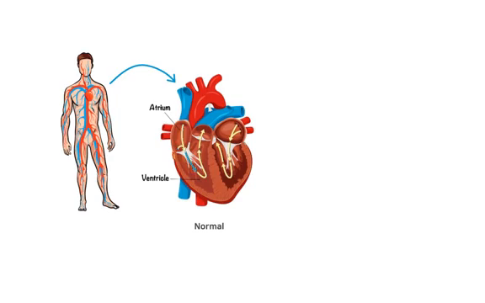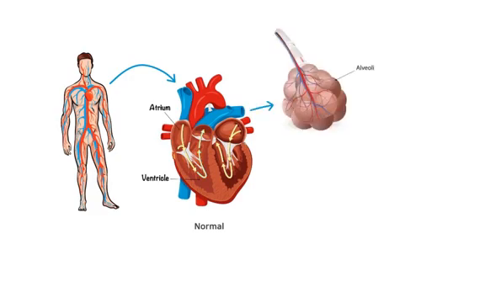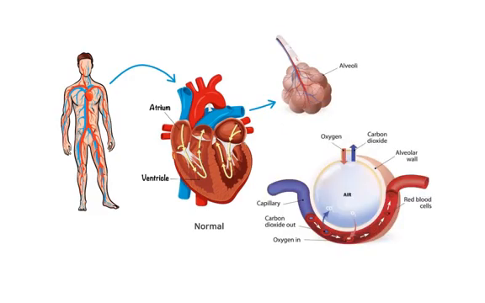Secondly, the right ventricle pumps the blood through the pulmonary artery into the lungs, where it picks up oxygen. Thirdly, the pulmonary vein empties oxygen-rich blood from the lungs into the left atrium, which in turn pumps it to the left ventricle. And finally, the left ventricle pumps oxygenated blood through the aorta to the rest of the body.